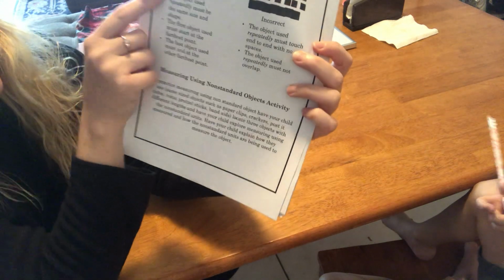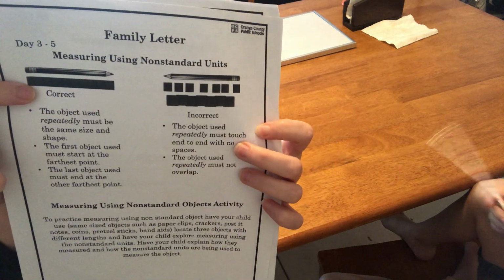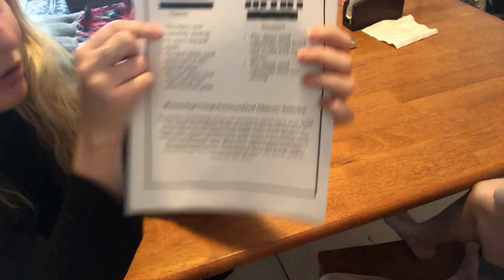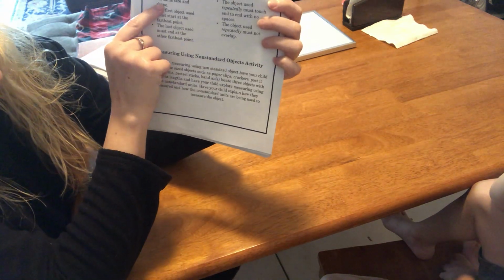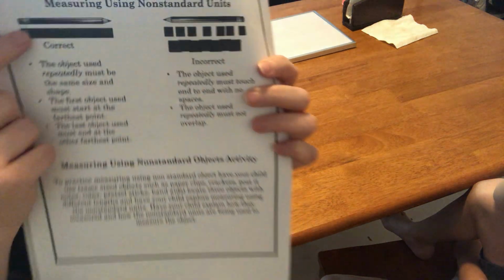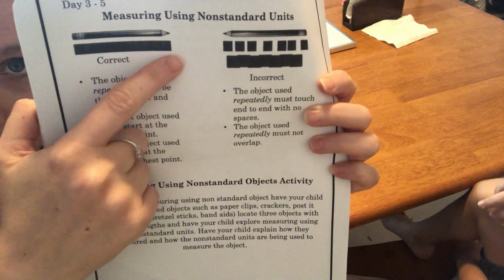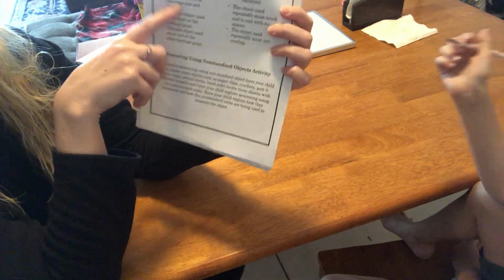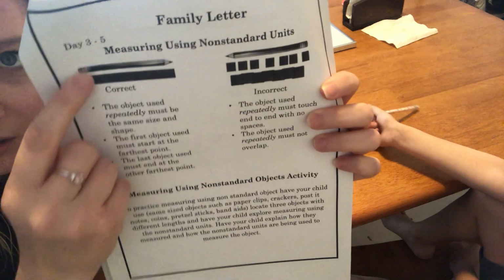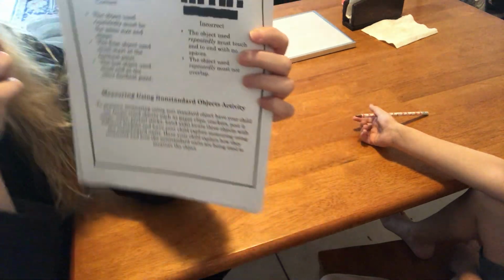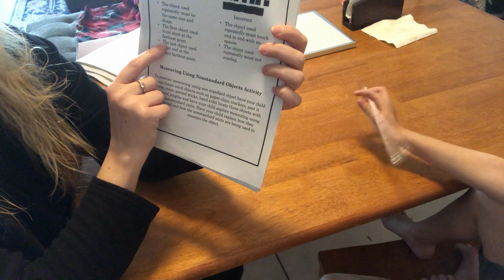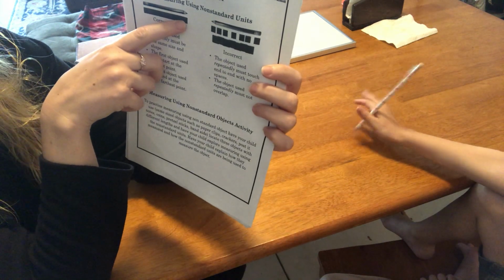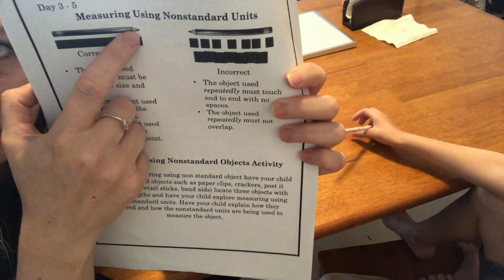Okay, so this is the correct way when we're measuring non-standard units. The object is used repeatedly, must be the same size and shape. So each of these squares are the same size and shape, right? The first object used must start at the farthest point. So it must start at the same point, okay? And then the last object used must end at the farthest point. So, you know, here we go here too. This measures here.